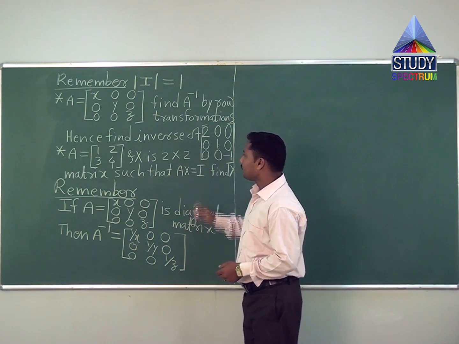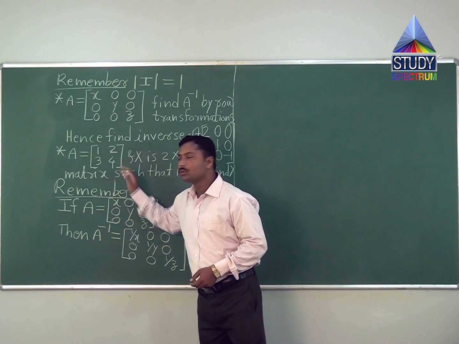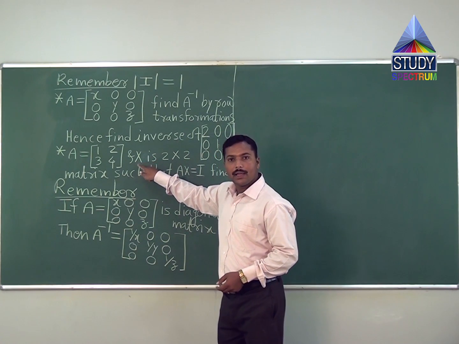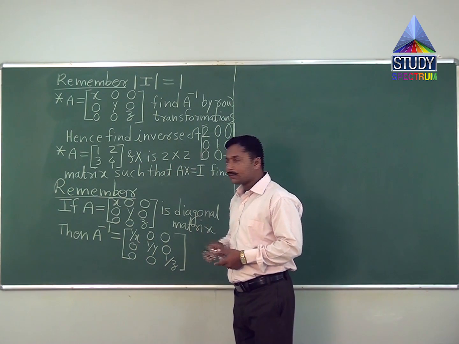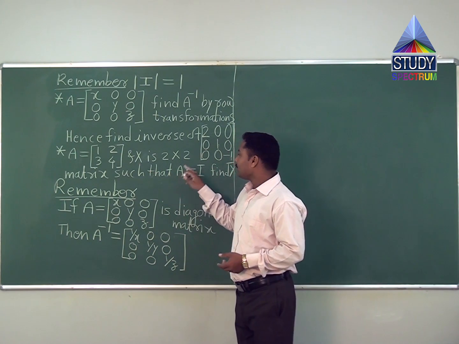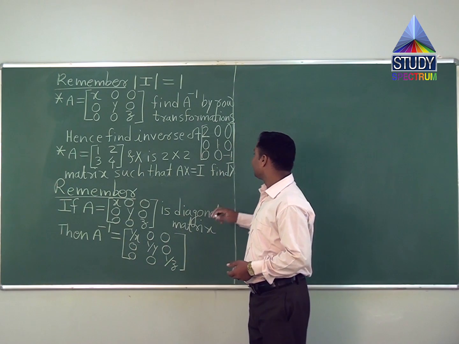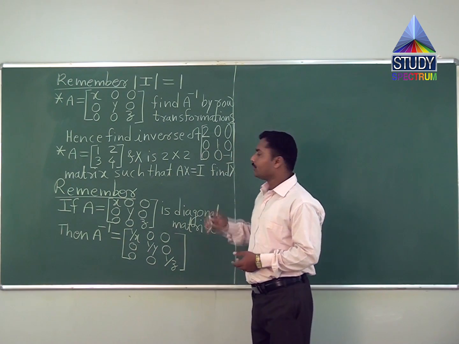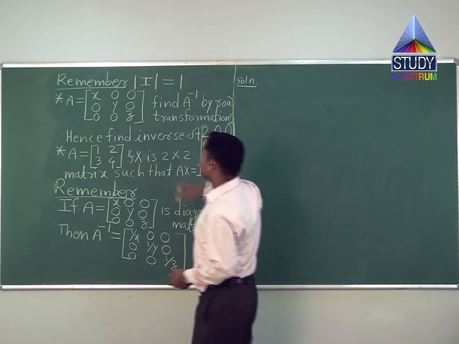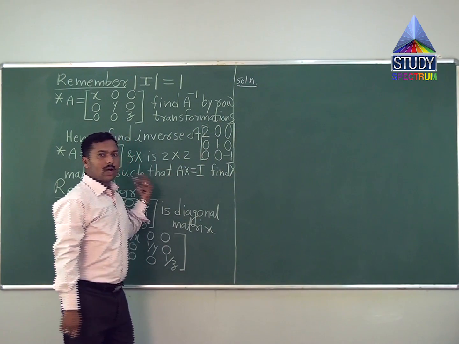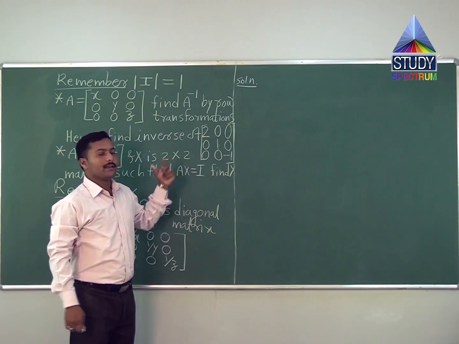Again we discuss a very interesting problem. A equals the given matrix [1, 2; 3, 4], and capital X is a 2 by 2 matrix such that the given condition is A into X equals I. Find X. So we start the solution. We start with the given condition A into X equals I.